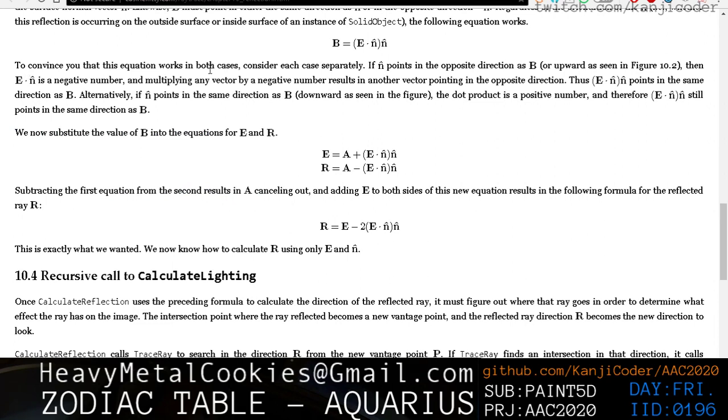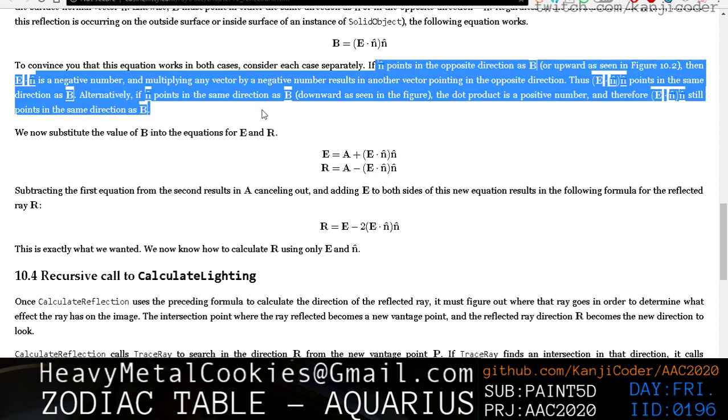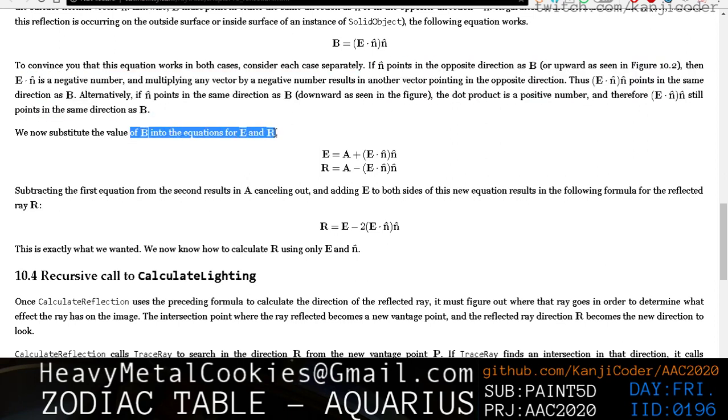To convince you that this equation works in both cases, consider each case separately. We now substitute the value B into the equations for E and R. So E equals A plus E dot product N times N. R equals A minus E dot product N times N.